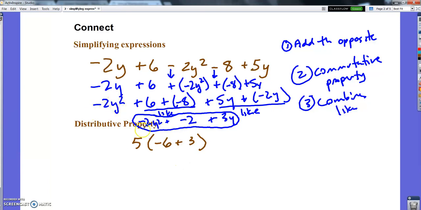The other thing I want to review is the distributive property. Been a long time since we talked about it. When you see a product of a sum like this, that means I can rewrite that as 5 times negative 6 plus 5 times 3. Those would be the same thing. That's the distributive property. I multiply that outside term by both terms on the inside. Okay, that's how the distributive property works.